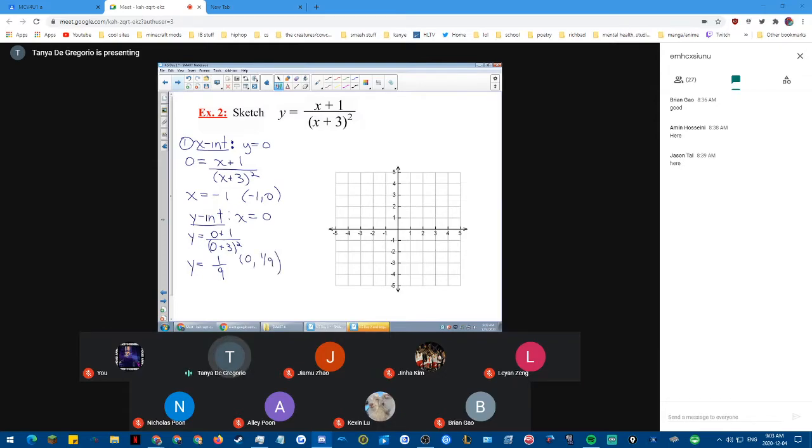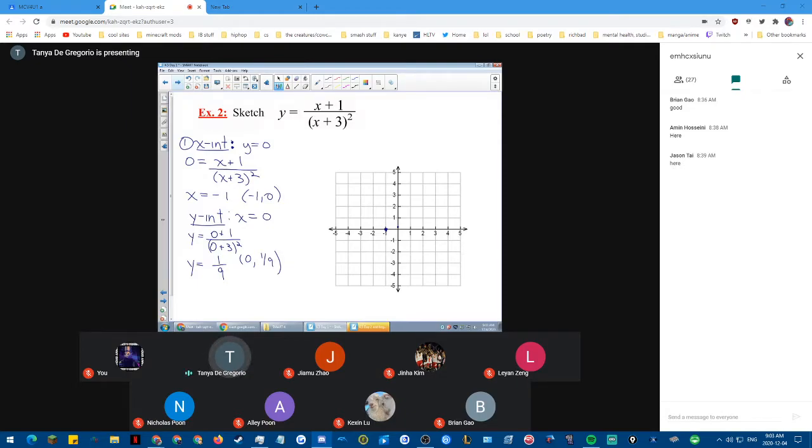Okay, so we can go ahead and graph this if you like. We can put these in. So I've got (-1, 0) and then I have (0, 1/9). Well, what's 1 over 9 as a decimal? Yes, excellent, 0.111. So we're just going to estimate it. It's going to be very close.